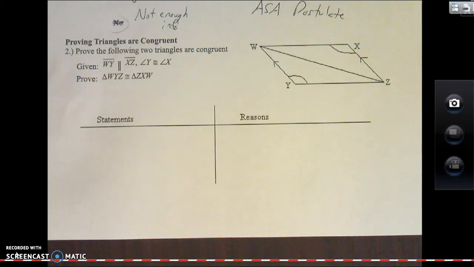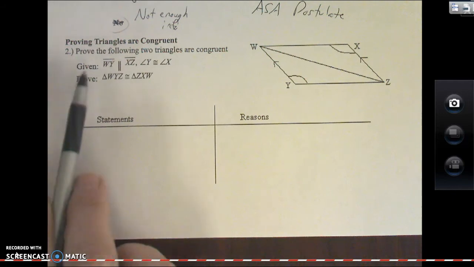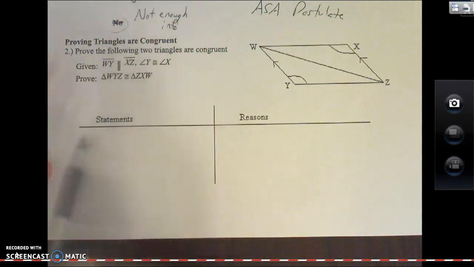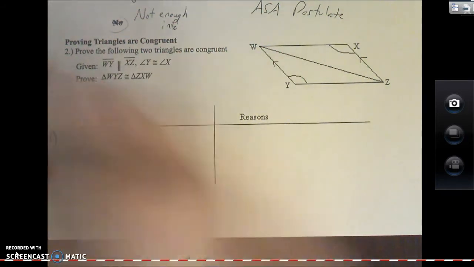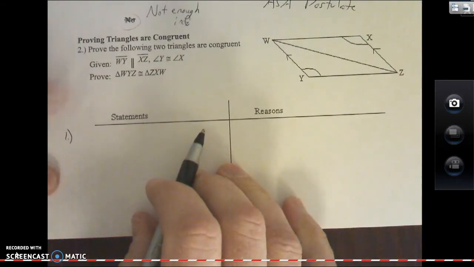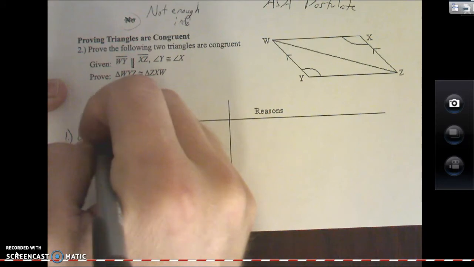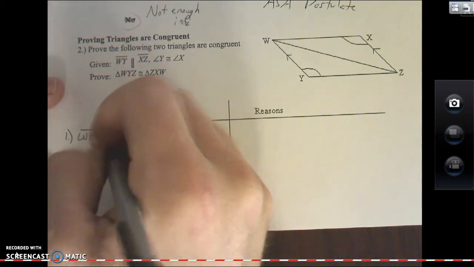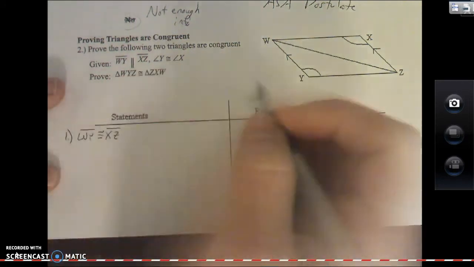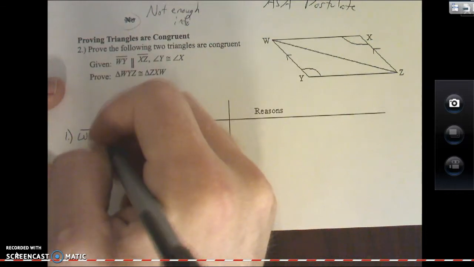All right. So number two, here's a good example of a two-column proof. Given the following, all right. So when we do a proof, the first thing you're going to write down is exactly what's given. WY is congruent to XZ, and I realize that's parallel. My apologies.